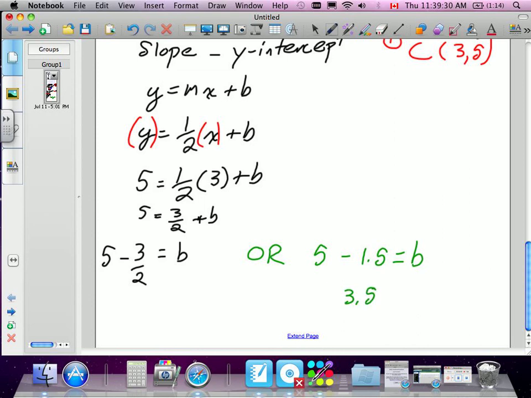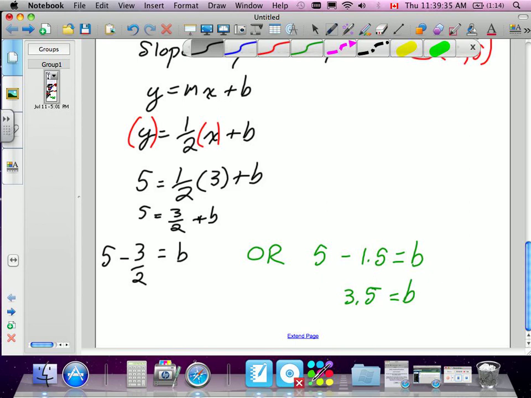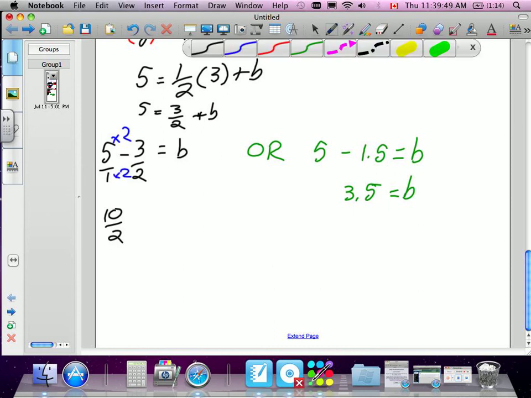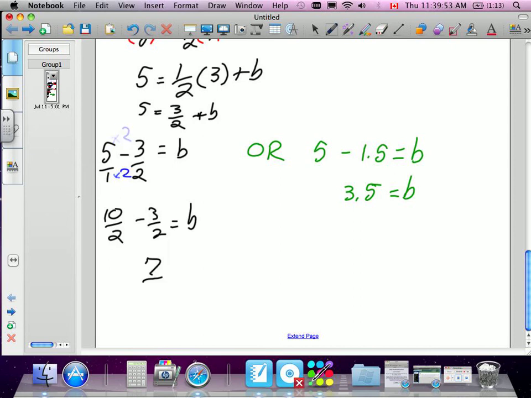If I do this as a fraction, I'd have to make 5 into a fraction, which is 5 over 1. And then I need a common denominator because I'm subtracting. So I would multiply the entire fraction by 2 because my common denominator needs to be 2. So I get 10 over 2 subtract 3 over 2 equals b, which is 7 over 2 is equal to b. Okay? Both of these are the exact same. This is just in fraction form.